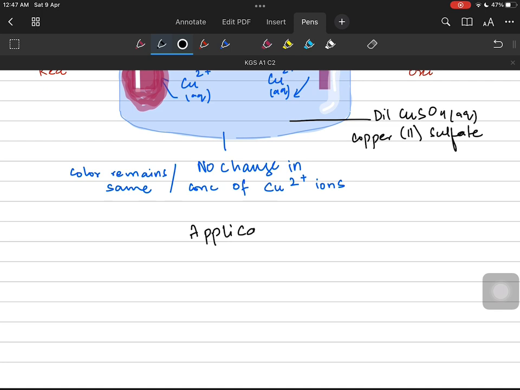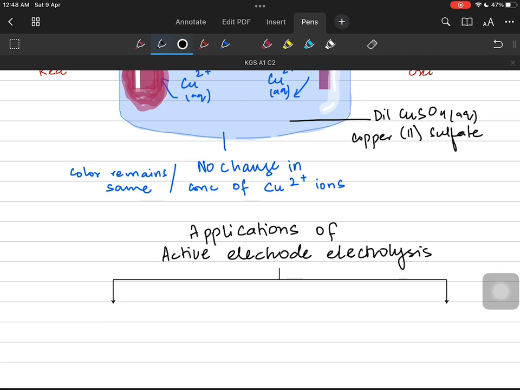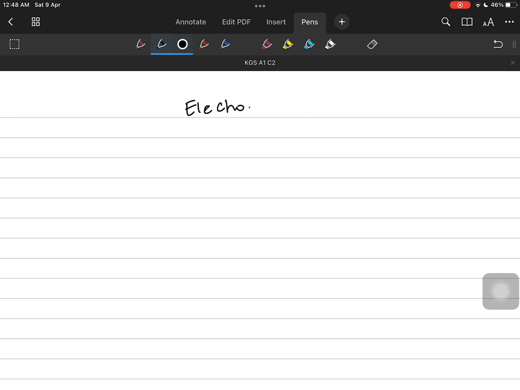Similarly, let's talk about the applications of how this active electrode electrolysis works. We're going to talk about 2 things. One is going to be electroplating and the other is purification of extracted metals. First is electroplating and the second is going to be purification of metals. If you have talked about the extraction of aluminium or copper or iron, we purify them by the process of electrolysis. So let's see how electroplating works.